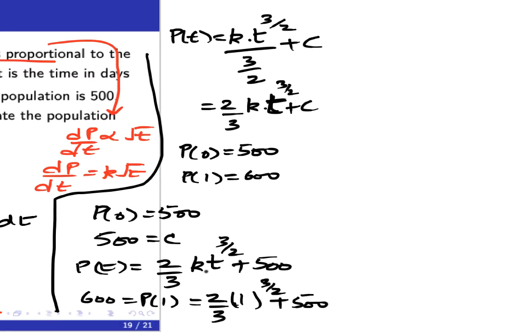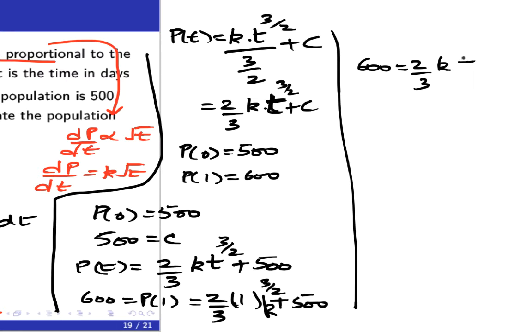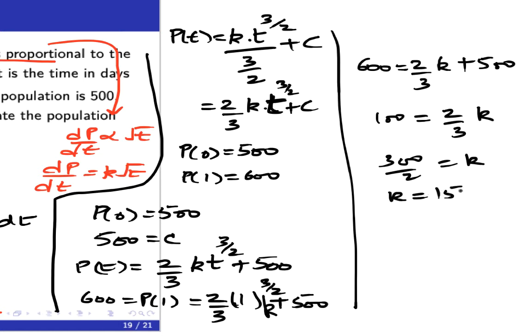Sorry, I forgot. t is 1 here, so let me write k here. So what do we get? 600 equals 2/3 times k plus 500. Solving, we get 100 equals 2/3 k, or 300 over 2 equals k, so k is 150.